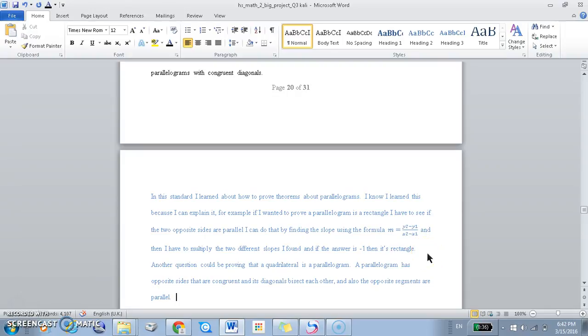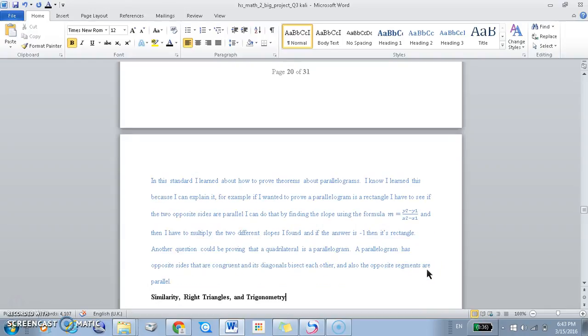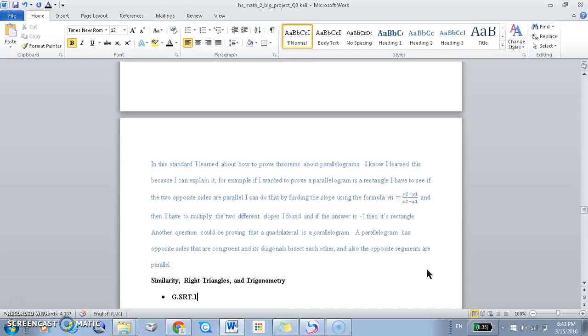And then I have to multiply the two different slopes I found together, and the answer has to be -1, because for it to be a rectangle, the two slopes have to be negative reciprocals. Another question can be like proving that a quadrilateral is a parallelogram. The properties of a parallelogram are that the opposite sides are congruent and its diagonals bisect each other. So if I wanted to prove that a quadrilateral is a parallelogram, I have to see these things in it, and also that the opposite segments are parallel.